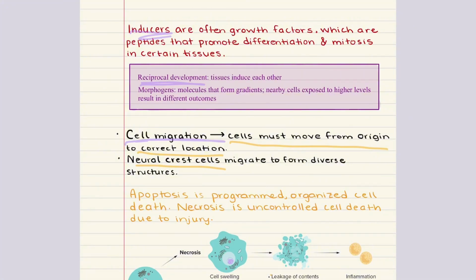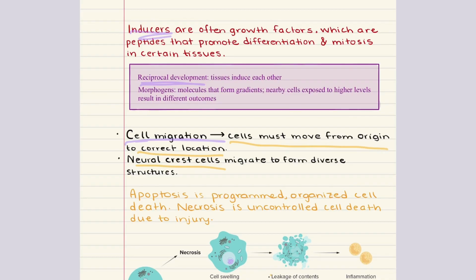Instead, they migrate throughout the embryo and they differentiate into a wide variety of tissues. So when we talk about development, it's not just about the cell knowing what to become. It's also about knowing where to go, when to go, and who to talk to along the way. And that coordination is what makes complex multicellular life possible. And that is truly amazing.